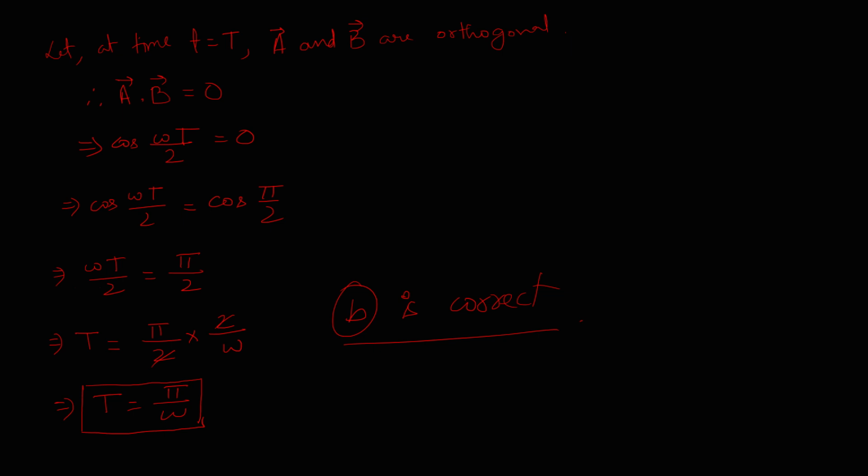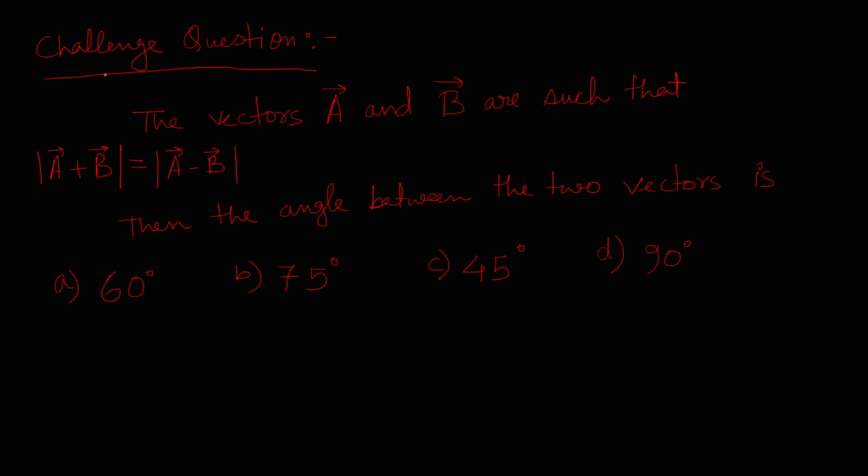There is also a homework problem for you. This is the challenge question. This is a very easy question because I have already solved this kind of problem. So try to solve this problem and write the answer in the comment section. I will be checking the comments also. The problem is two vectors are there. The sum of their magnitudes and the difference of their magnitudes is the same. So what is the angle between these two vectors? I have already discussed this type of problem, so please solve this question and write the answer in the comment section.